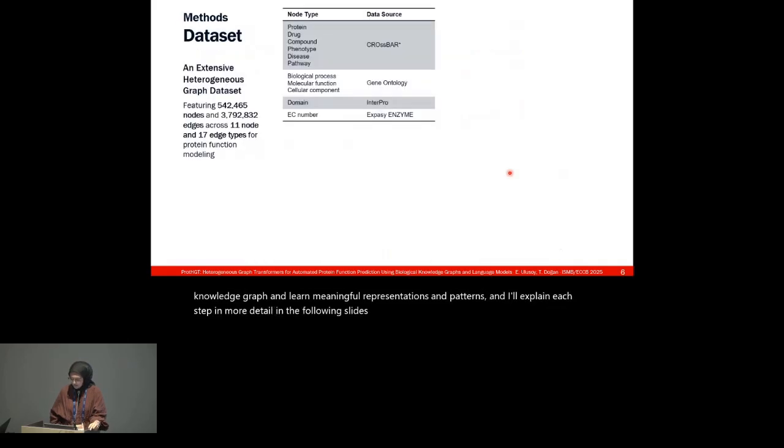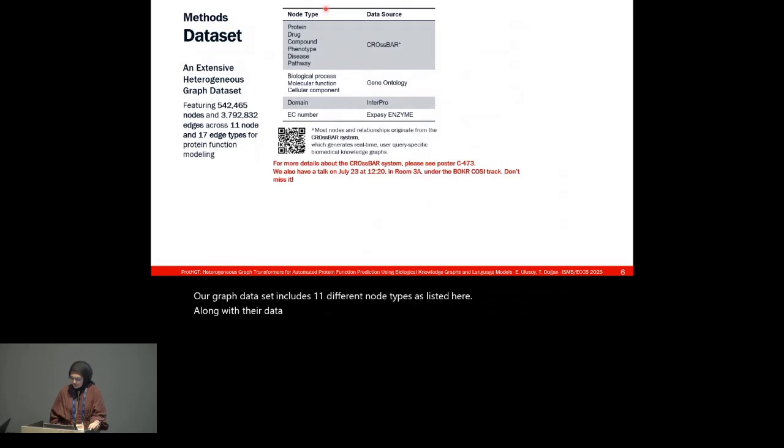Our graph data set includes 11 different node types as listed here, along with their data sources. Most of these were obtained from the CROssBAR system, which integrates biological data from various databases and generates user query-specific knowledge graphs. For this study, we extracted all interactions that involve all UniProtKB/Swiss-Prot proteins.